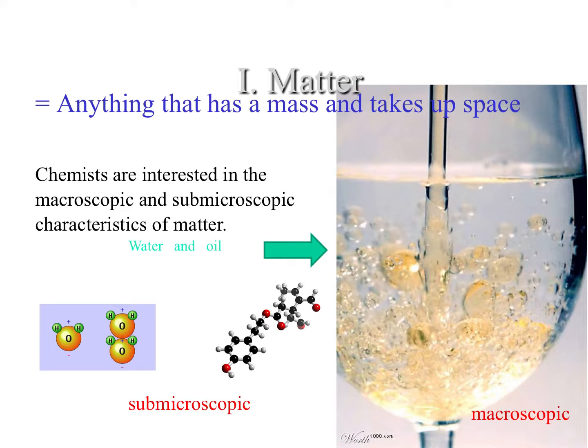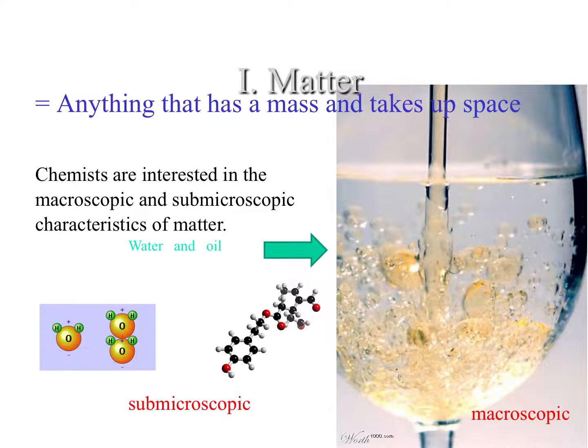But in this section of our course, we're really going to be starting to think like a chemist. And when a chemist sees this picture, they're thinking about what they see. Yes, you can see the oil. Yes, you can see the water. But they're also thinking about what you can't see with our eyes. And that's what we call the submicroscopic characteristics of matter.